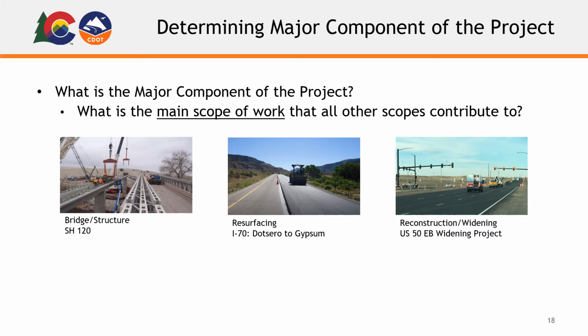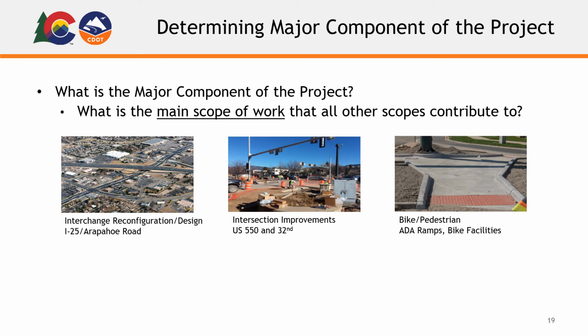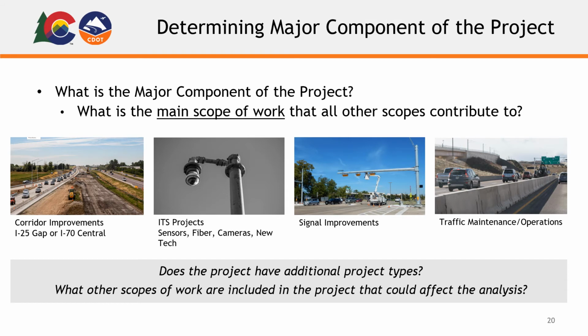Below are a few examples that you may choose from: bridge structure, resurfacing, reconstruction or widening, interchange reconfiguration or design, intersection improvements, bike and pedestrian facilities, corridor improvements, ITS projects, signal improvements, and traffic maintenance operations. As you think about these project types and pick a main component, always keep in mind, does the project have additional project types? What other scopes of work are included in the project that could affect the analysis?